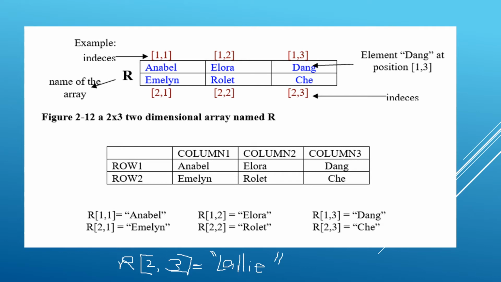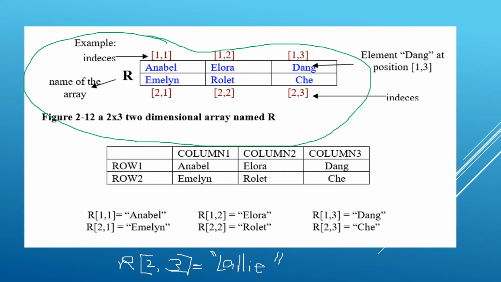So that means if we have this array, and we want to store Lali at row 2, that pertains to this row, okay? Row 2, column 3. So we pertain to Che. Okay? And we want to store Lali at row 2, column 3. So what will happen to Che? Very good. Che will be replaced by Lali. So instead of Che, that will now be Lali. Just like our one-dimensional array, okay?